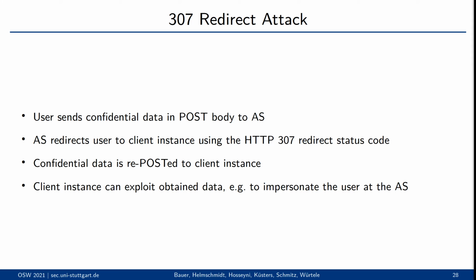And the problem now is that that confidential data is reposted to the client instance, because when using the 307 redirect status code, the body of the post request is not dropped from the request, but kept in it. So now the client instance can exploit the obtained data, for example, to impersonate the user at the authorization server.